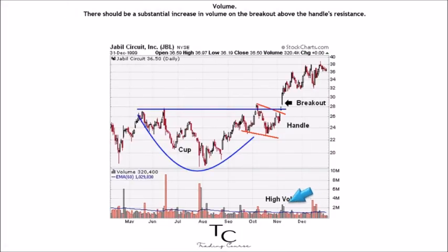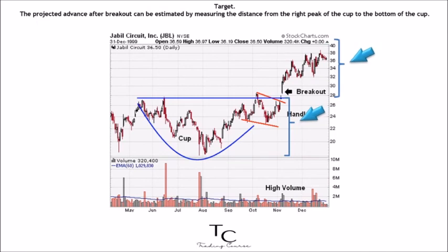Volume. There should be a substantial increase in volume on the breakout above the handle's resistance. Target. The projected advance after breakout can be estimated by measuring the distance from the right peak of the cup to the bottom of the cup.